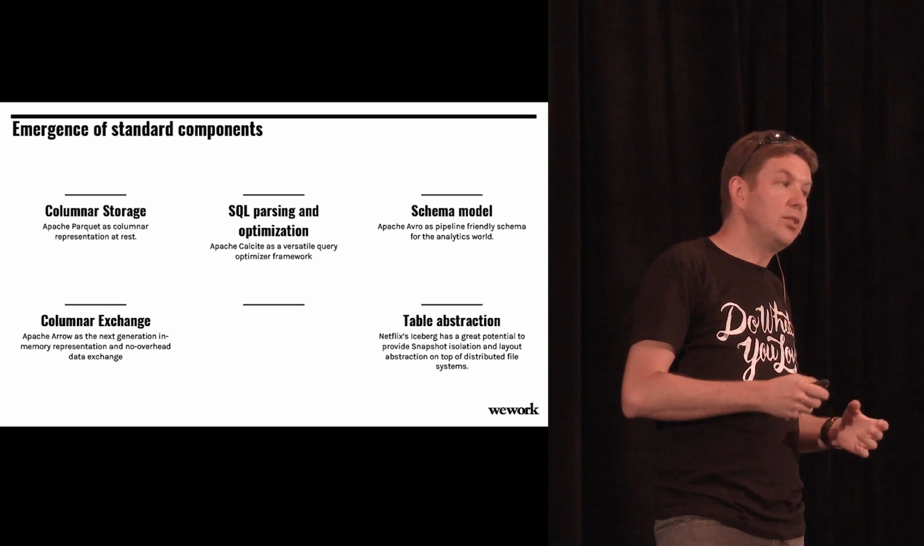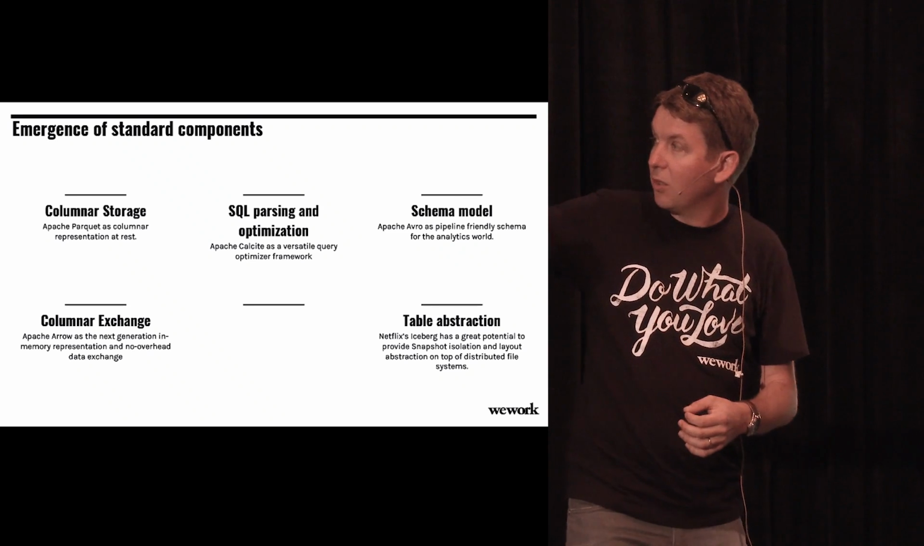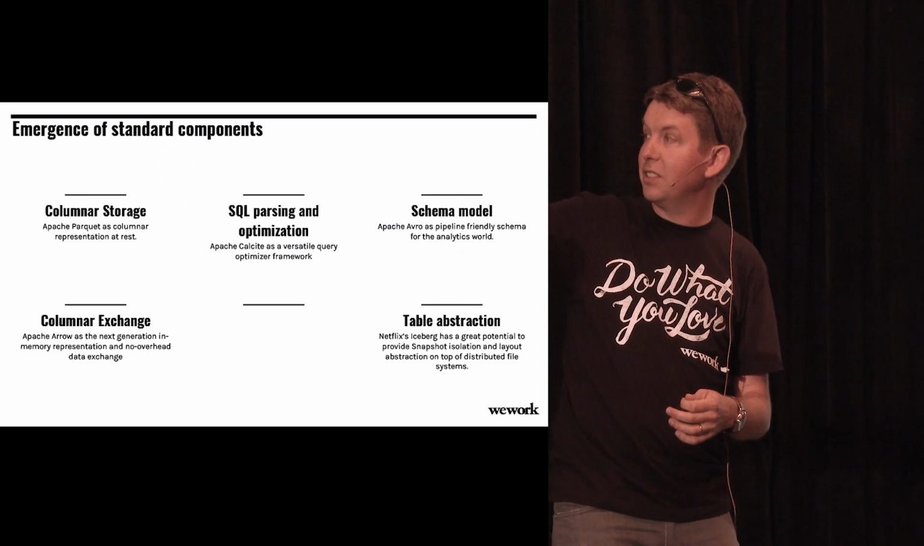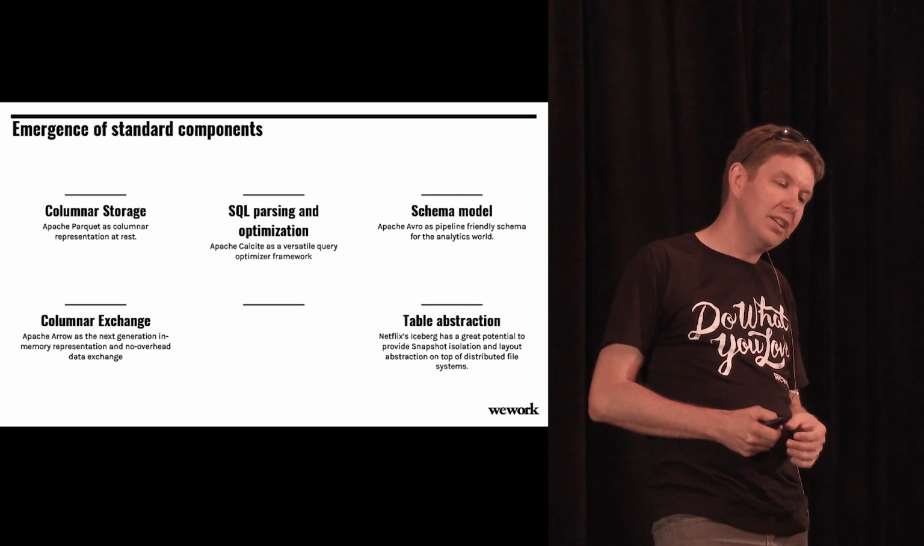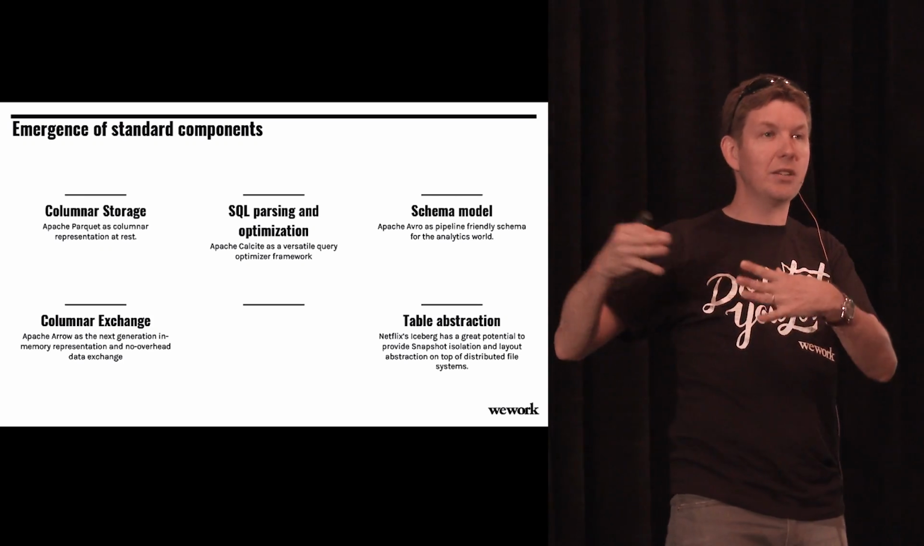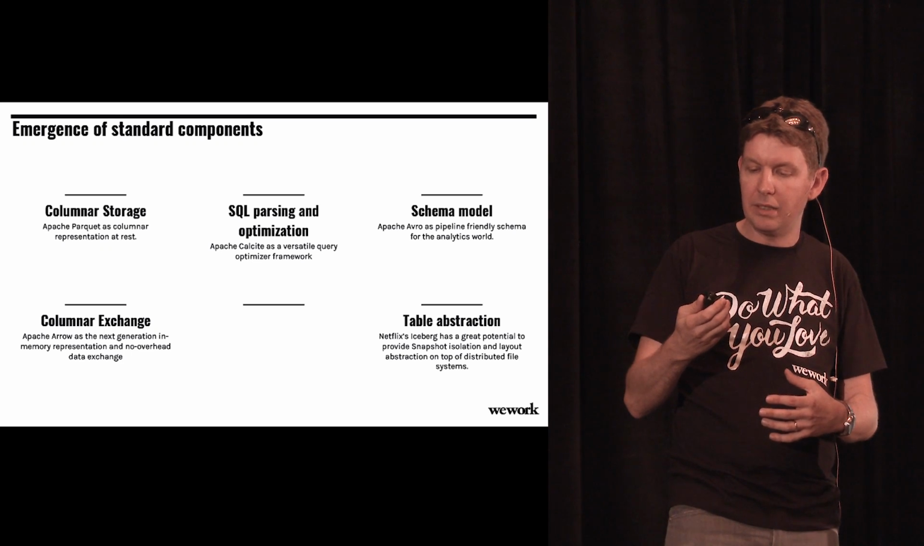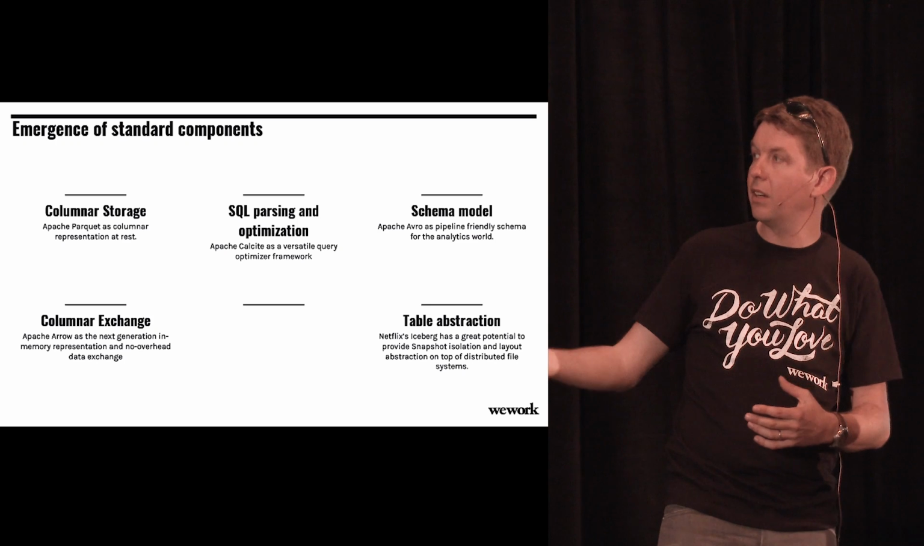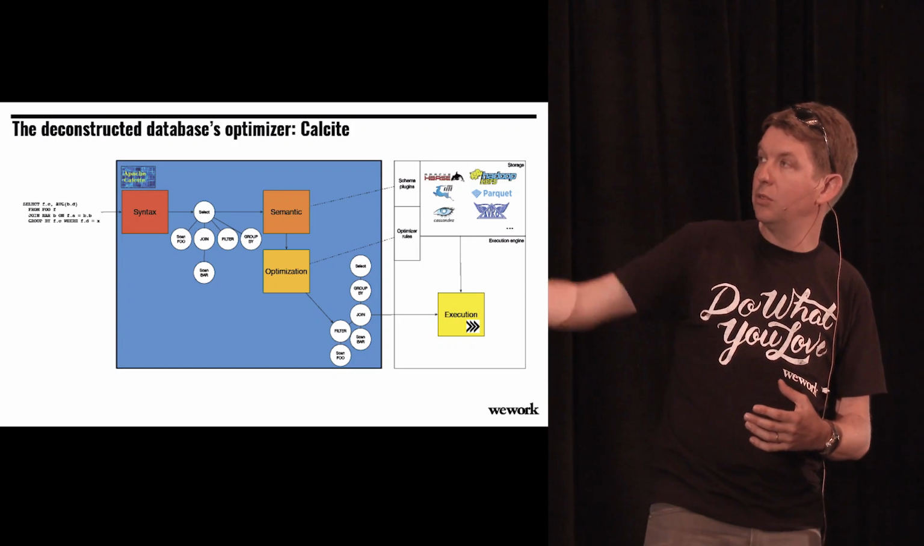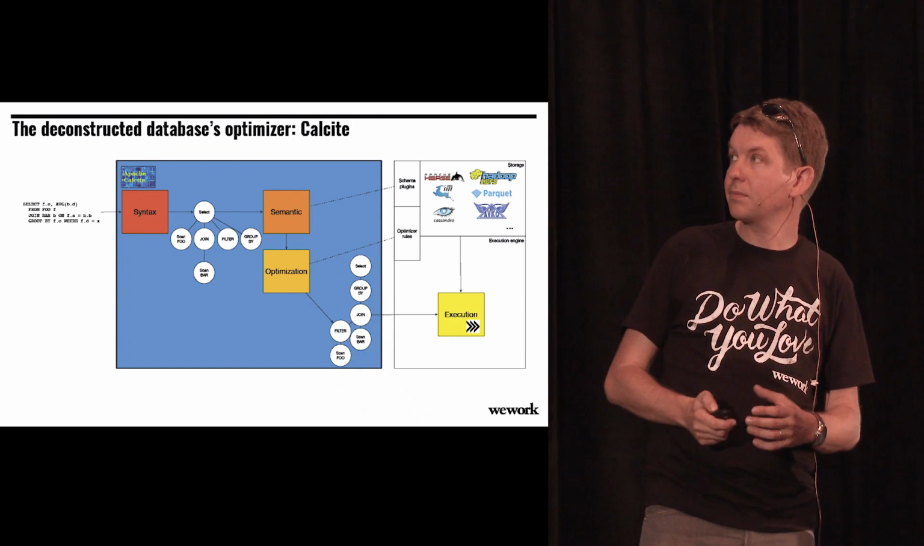And in the table abstraction, I put more of a challenger, like Netflix Iceberg, which is interesting in my opinion. It's a new thing, and this is the area where we don't have a standard yet. Or, I mean, there are standards, but they've just been there from the beginning, and I think we need to improve in that area.